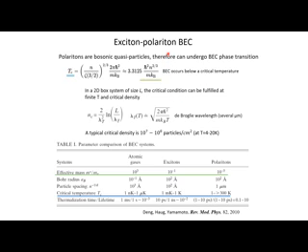Another important thing is that exciton-polaritons are bosons, therefore they can undergo the BEC phase transition, which, from the standard theory of BEC, corresponds to some critical temperature normally. Below this critical temperature, usually the BEC happens. And according to the standard theory, the critical temperature is inversely proportional to the effective mass.